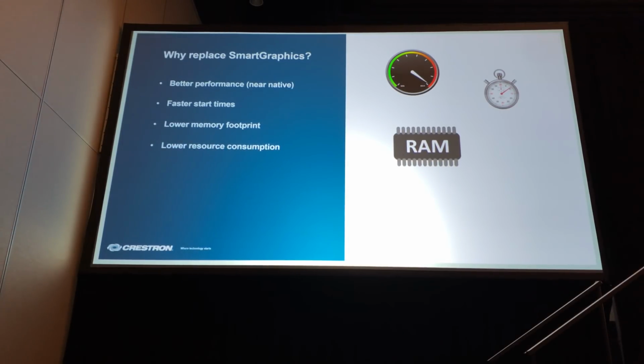The next thing we had is general resource consumption. If you can consume a smaller amount of resources in the operating system, it just means the overall experience of the applications running in that operating system are going to be that much faster. So again, lower memory footprint and lower resource consumption, they go hand in hand.